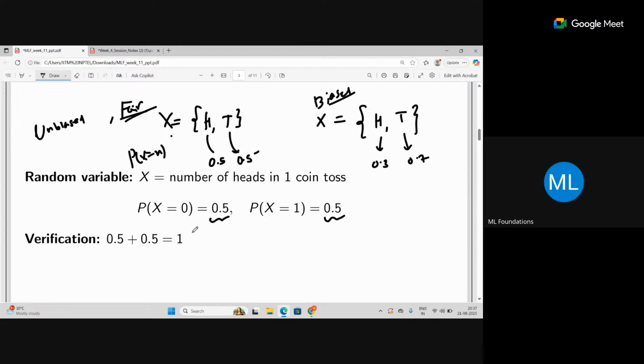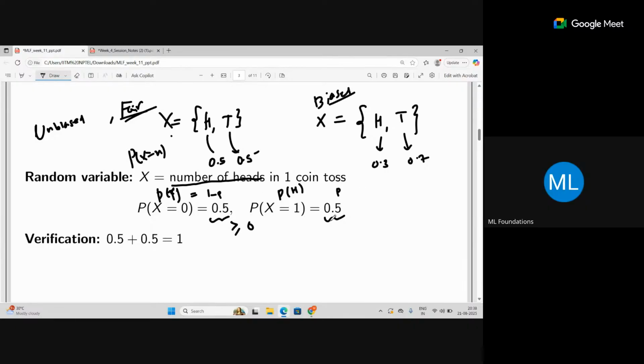The probability of x equal to 0 is 0.5, which is greater than or equal to 0. Probability of x equal to 1. You can choose 0 as, since it is a number of heads, right? So probability of x equal to 1 means what? Probability of head, correct? And probability of x equal to 0 means probability of tail, fine? And this is actually 1 minus p, and this is p.